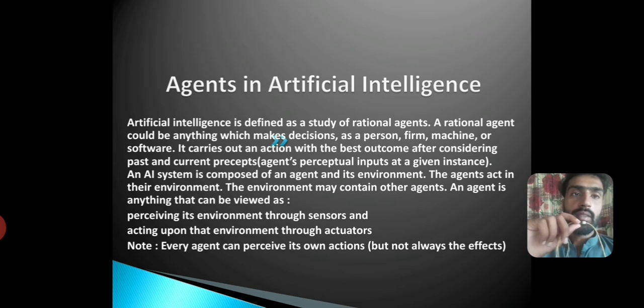An AI system is composed of an agent and its environment. The agents act in the environment. The environment may contain other agents. An agent is anything that can be viewed as perceiving its environment through sensors and acting upon that environment through actuators. Not every agent can perceive its own actions, but not always effectively.